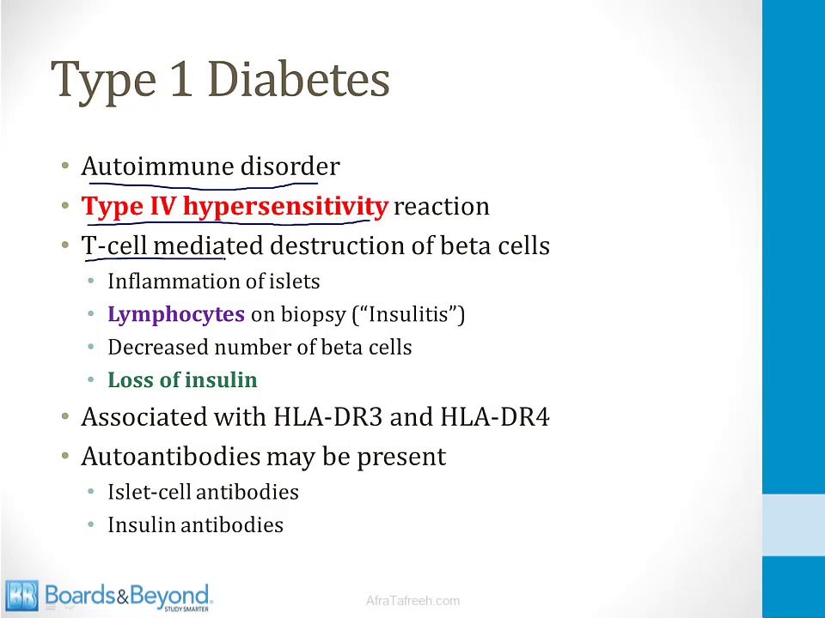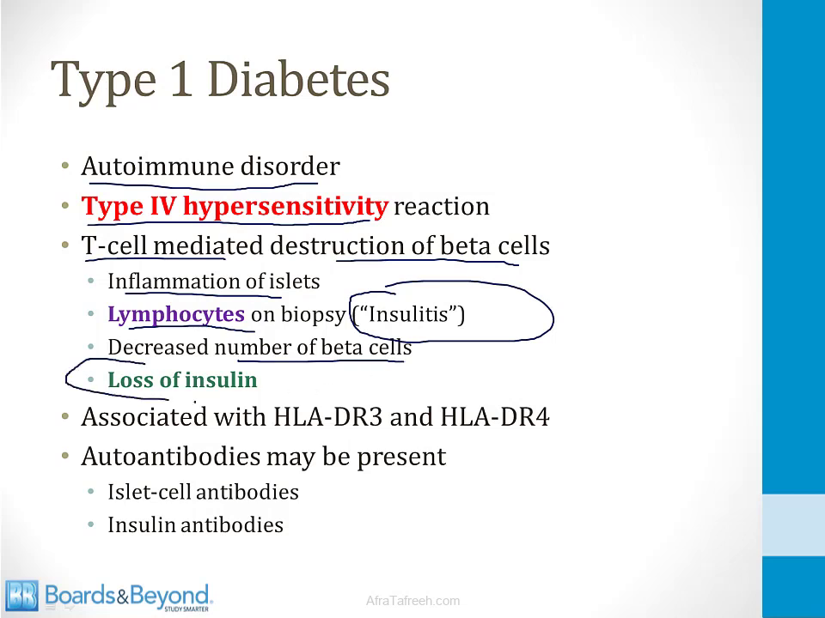In type 1 diabetes, there is T-cell mediated destruction of beta cells. There is inflammation of the pancreatic islets. You can see lymphocytes in the islets on biopsy. This is sometimes referred to as insulitis. There is also a decreased number of beta cells seen on biopsy, and importantly, from a pathophysiology standpoint, the T-cell mediated inflammation leads to a loss of insulin.